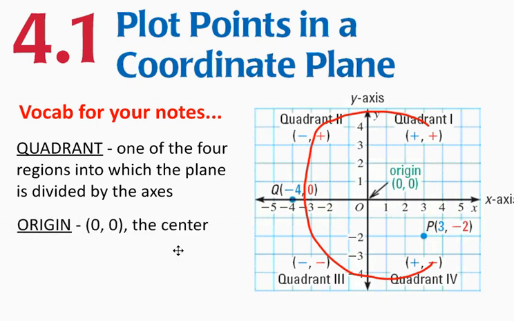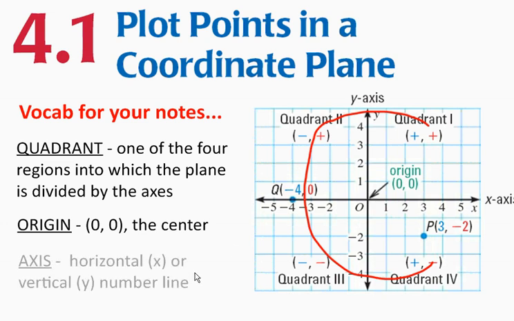Next, you need to know that the origin is the term we use to describe the center of the graph. That's where you start each time. Finally, an axis, plural there is axes. The axis is that number line, either vertical or horizontal, that you count along.